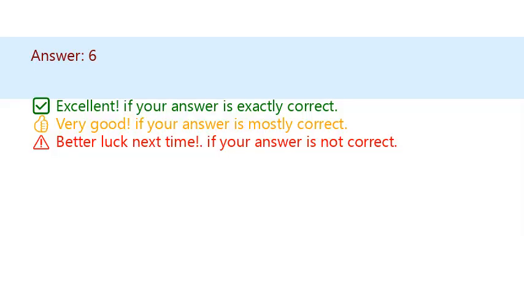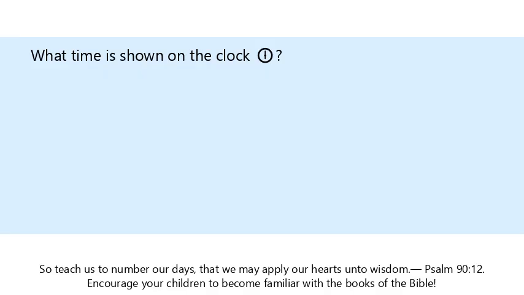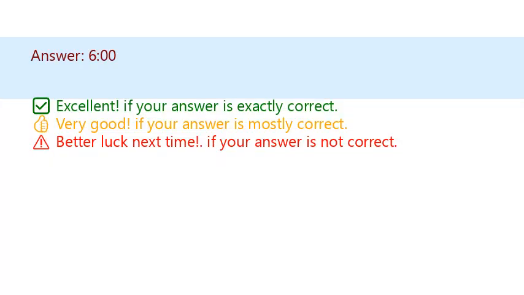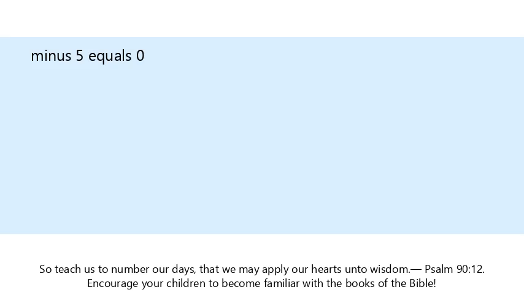Answer, 6. What time is shown on the clock? 6 o'clock. Answer, 6 o'clock. Minus 5 equals 0.